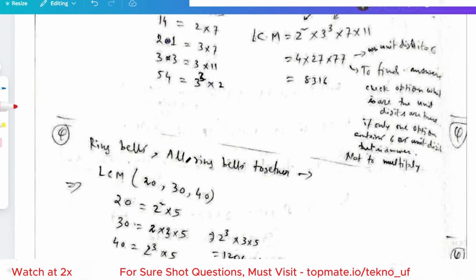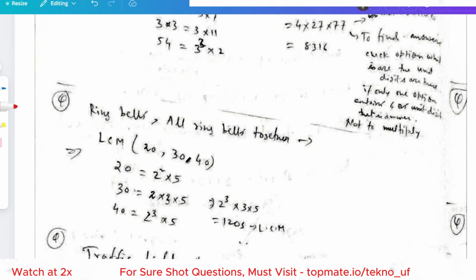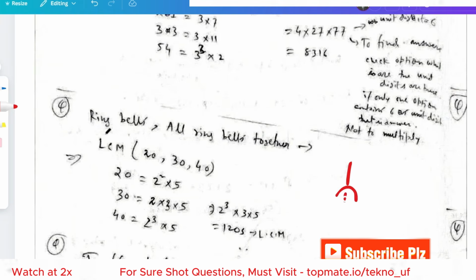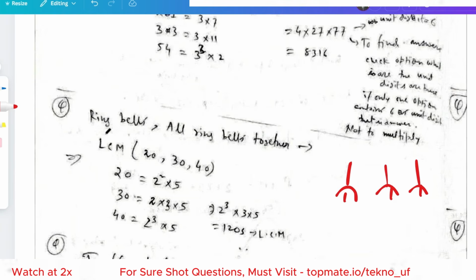So let me show a few more difficult problems. As you can see, ringing bells problems. There are three bells. Sorry, I am not good at drawing. They ring at these intervals: 20, 30 and 40 seconds. They don't ring together, they ring at these intervals. You have to calculate when they will ring together, after how much time.